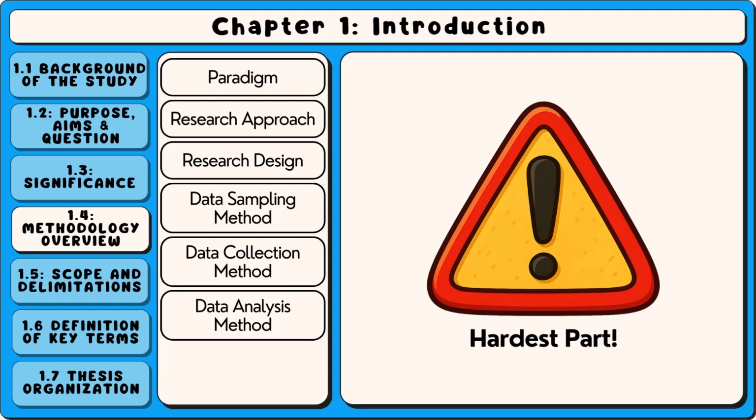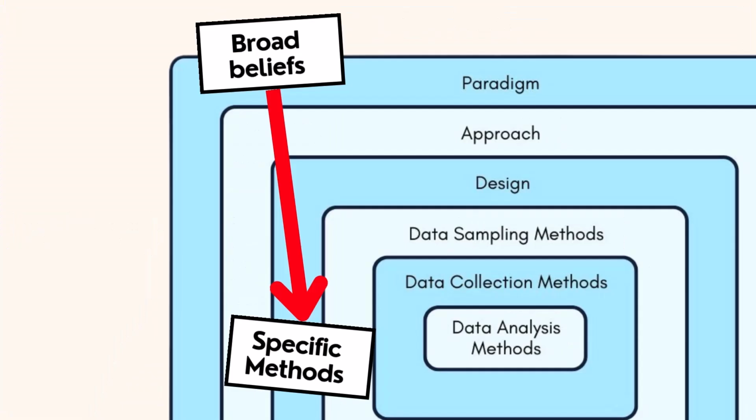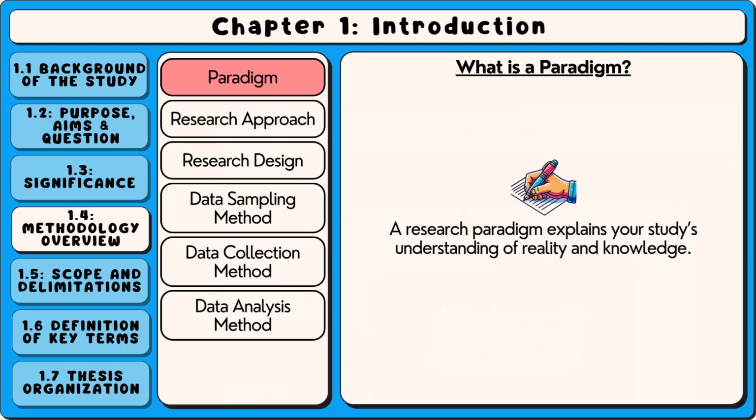This is the hardest part of the introduction, so I'll briefly walk you through all 6 of these methodological decisions that you should have made for writing your thesis. Starting with the broad beliefs encapsulated in your research paradigm and then zooming all the way into the specific data analysis methods at the very end. Each methodological decision is informed by the previous one, which is why we do it in this specific order. We will briefly outline each of these decisions in this introduction section and explain them in more depth in the methodology chapter. Starting with the paradigm, a research paradigm explains your understanding of how we can come to know reality.